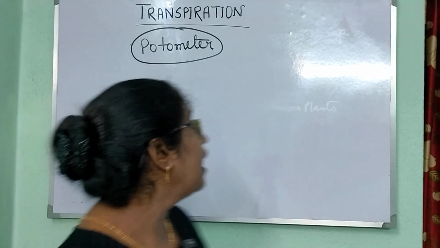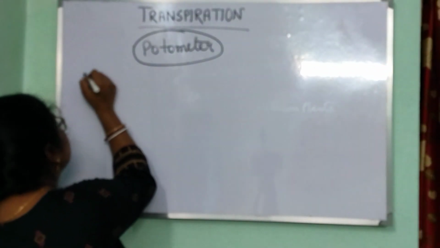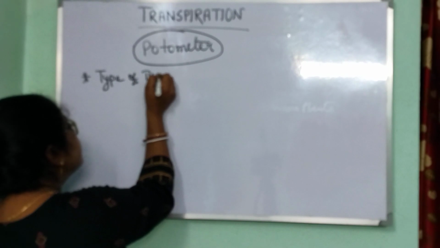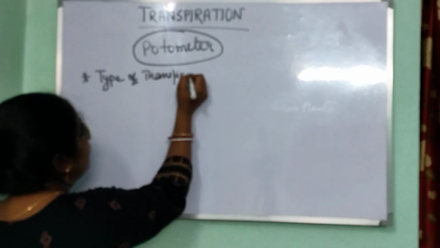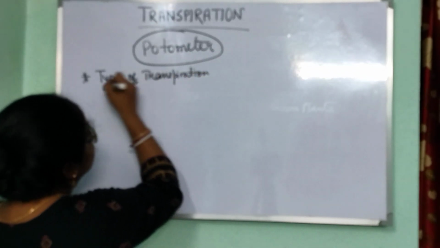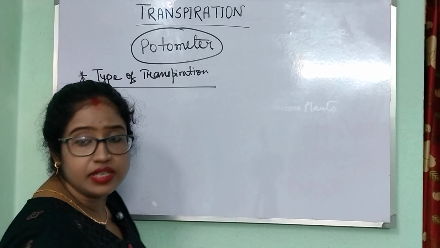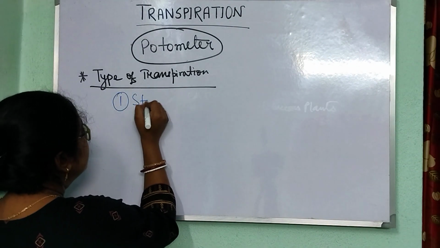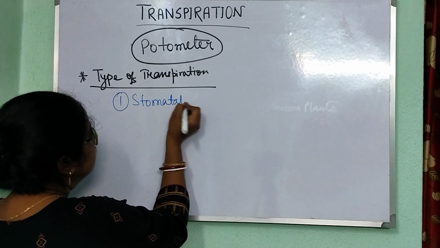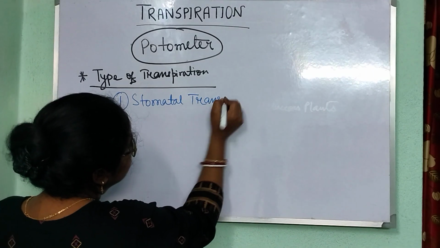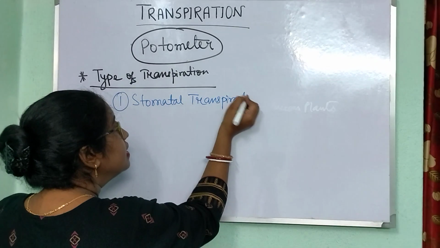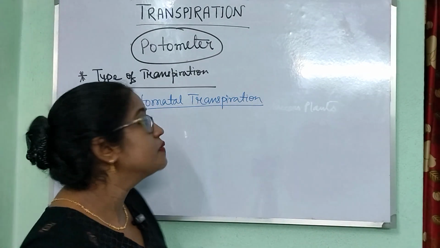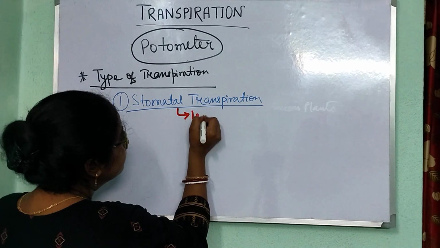Next thing is the types of transpiration. The very first type of transpiration is stomatal transpiration. Stomata are present in the leaves.